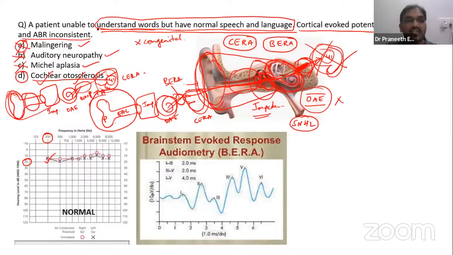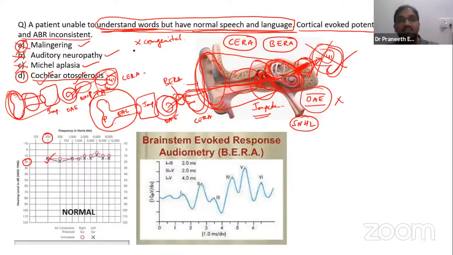So what the examiner is saying is that the patient is unable to understand the words because his hearing is abnormal, but he has got normal speech and language. In congenital hearing loss conditions, the patient cannot understand. The patient won't have normal speech, deaf and dumb, because once there is no input, there won't be any output from birth itself, right? If the patient has developed hearing loss later on, then his speech and language will be normal, but only hearing will be affected. That is post-lingual hearing loss, okay?